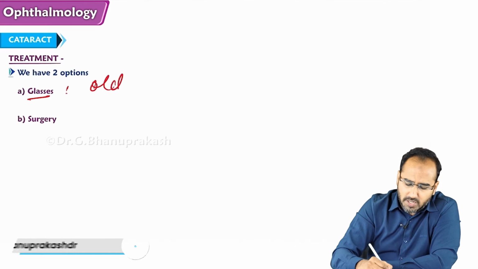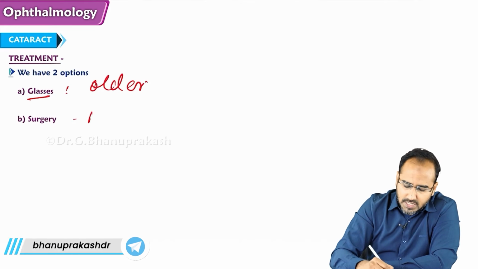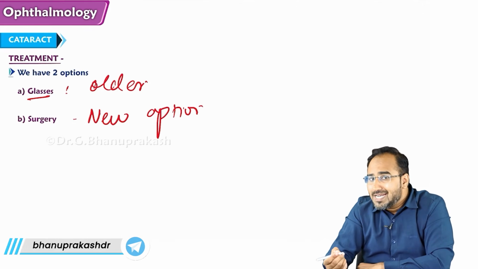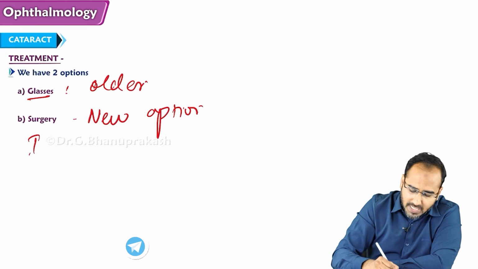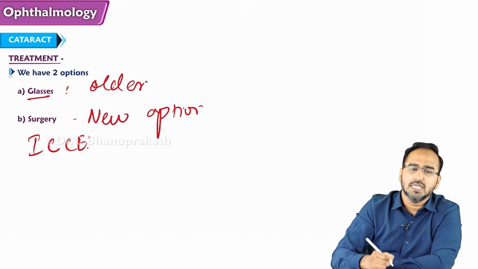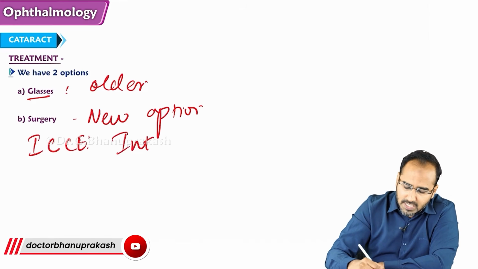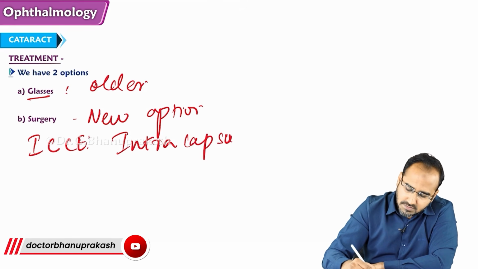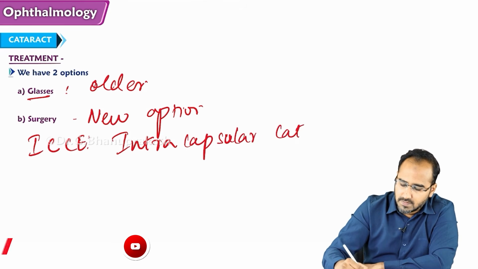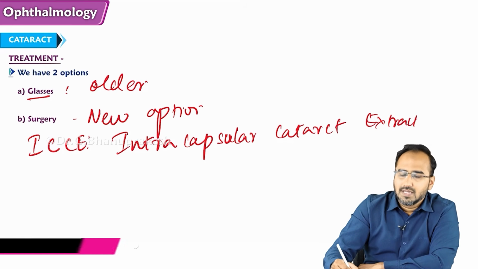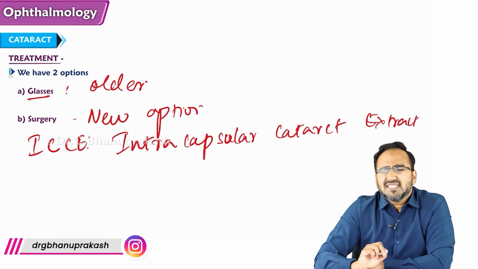Glasses was the older option. Nowadays, the new option for cataract is what, guys? It is surgery. In olden days, the first surgery that came into the market was ICCE. What is this ICCE full form, guys? ICCE means intracapsular cataract extraction. What is the meaning of intracapsular cataract extraction?